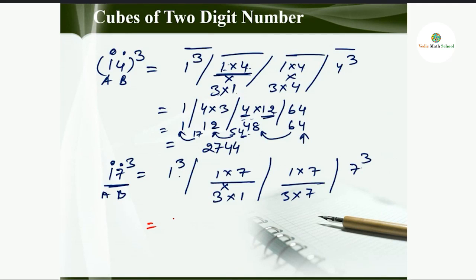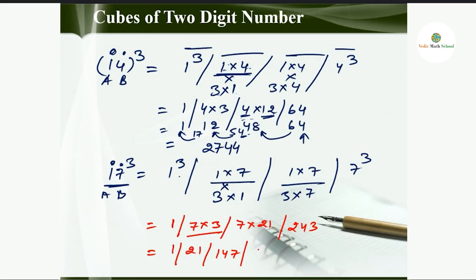In this cube, 1 cube is 1. Now 1 into 7 is 7 and 3 into 1 is 3. Again 1 into 7 is 7 and 3 into 7 is 21. And 7 cube is 343. Now next, 1 into 7 into 3 is 21, 21 into 7 is 147, and this is 343.